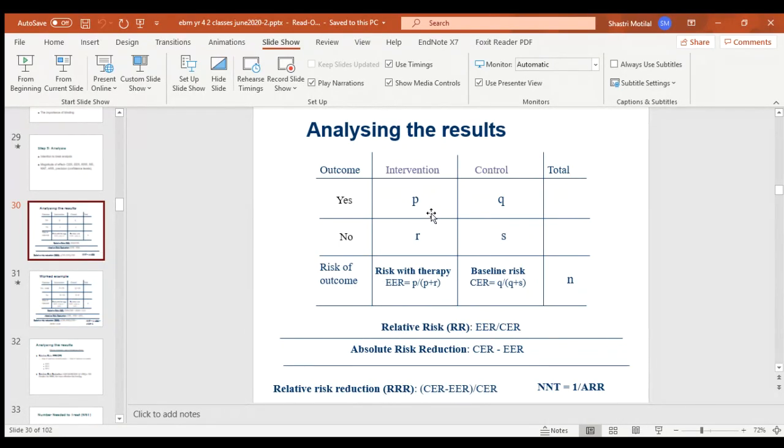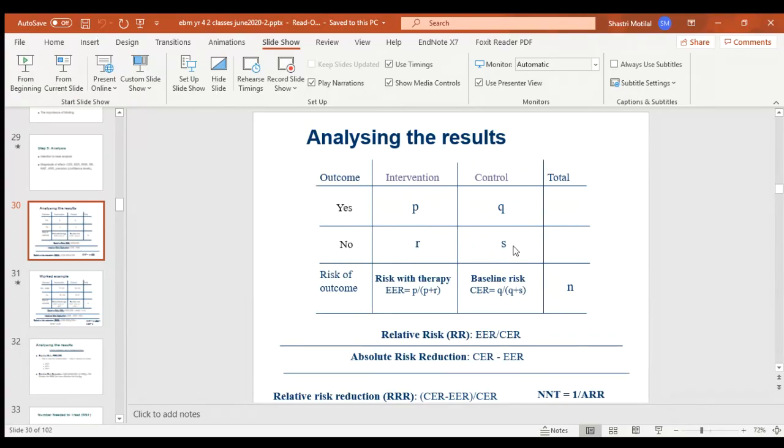Let me just say if I told you P was 1, and R was 9, so 10 people got an intervention and 1 of them died, then you'll say the experimental event rate is 10%. Similarly here in the control, let me just say Q was 7 and S was 3. 7 people out of 10 people died, so the control event rate was 70%. So 70% in the controls died and 10% in the experimental, the intervention group, died. And just based on that, you're already kind of thinking, well, if more people died in the control group, then this intervention seems as though it's working.